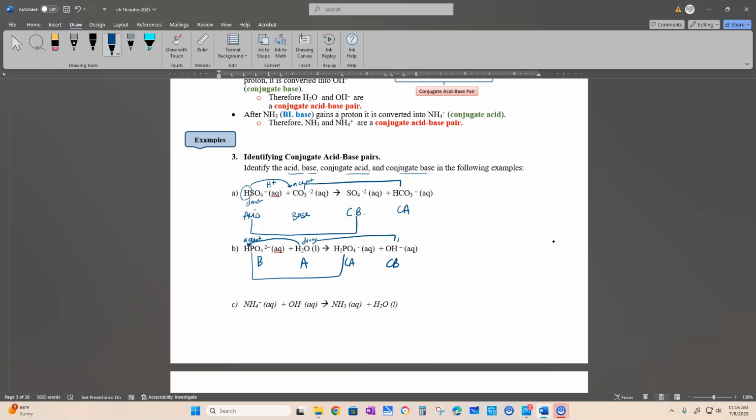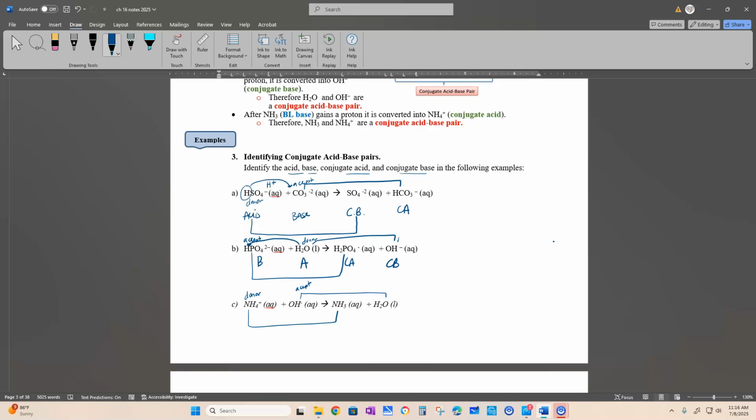base. Okay? I have NH4 and I have OH. Now it looks like NH4 turned into ammonia. So it looks like this guy donated that proton. And OH had one hydrogen and now has two. So this accepted it. Okay?